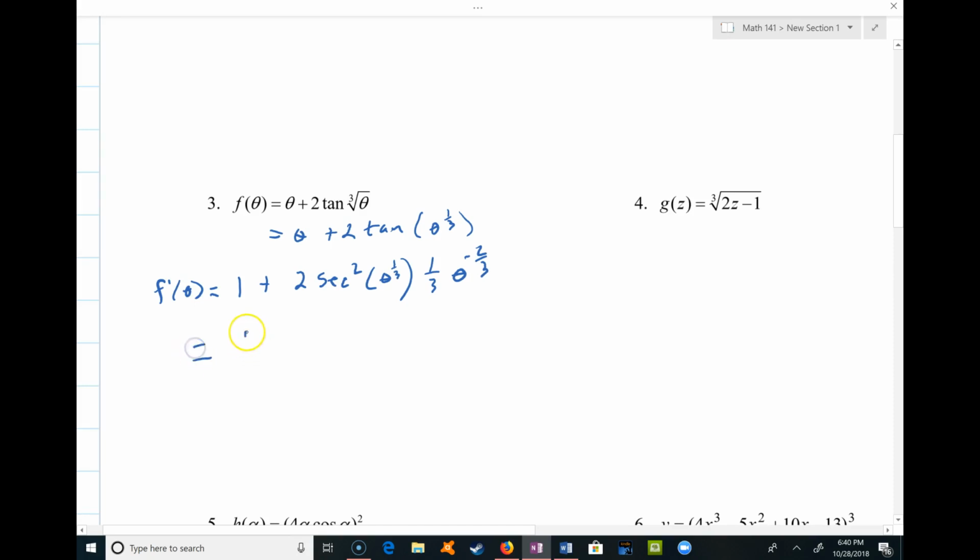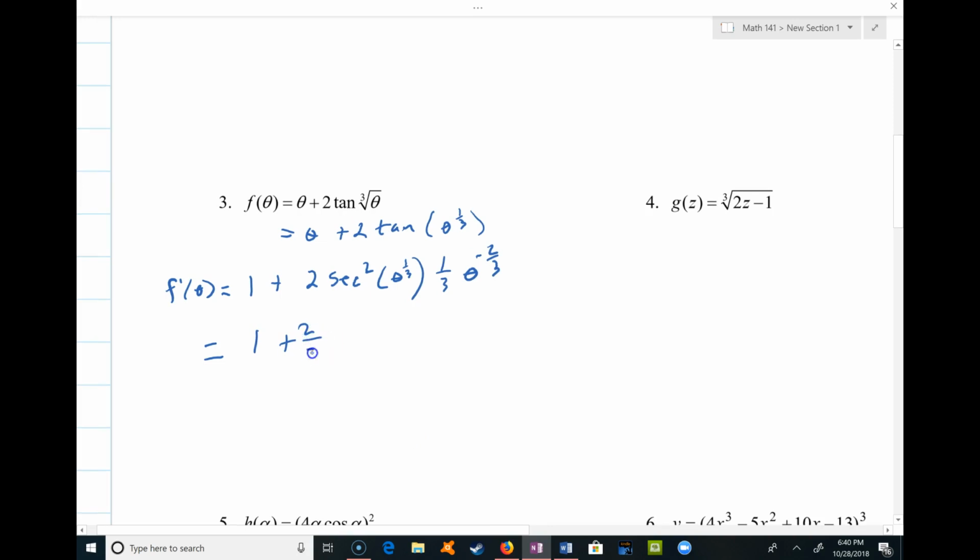So we could simplify this a little bit. The 1 plus, bring the 1/3 times 2, that'd be 2/3 times theta to the negative. So we could throw the negative on the bottom. So let's do 2 secant squared of theta to the 1/3 power over 3 times theta to the 2/3 power. We just put it on the bottom because of the negative exponent there.